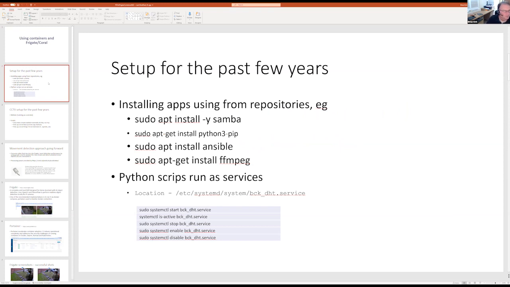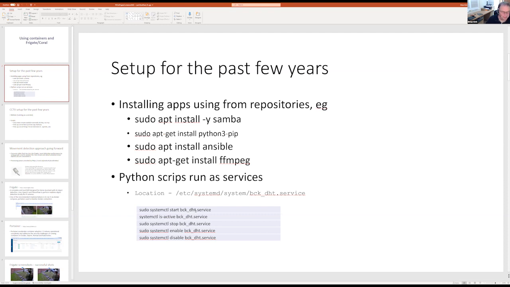You all know it's sudo apt install, and I've just got some examples of some of the things that all of us do all the time around installing different packages. And then for my different processes, I wrap them up in a service. I'm sure you're familiar with this, where you've got the start service, you check is it active, you stop it, enable it. That means that it then starts automatically when you reboot your machine.